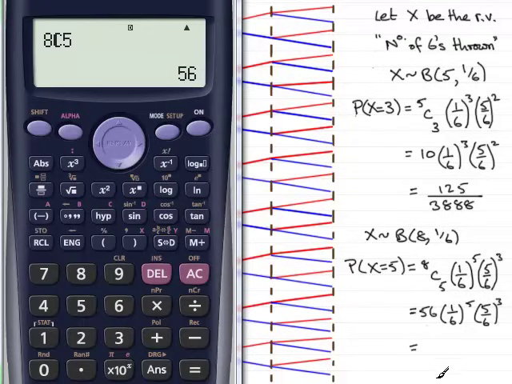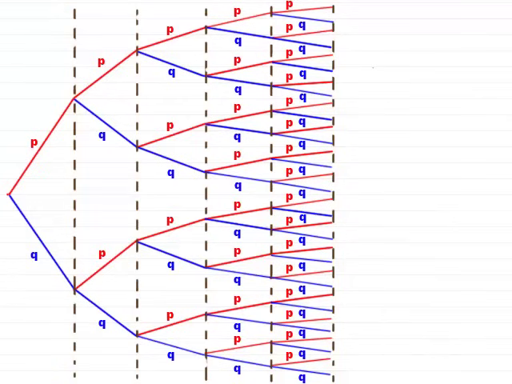So if we finish this calculation off, on your calculator you should find that you get 875 out of 209,952. Now in general, if we have a tree diagram where we have n trials and the probability of success is p and the probability of failure, which is 1 minus p, and I'm going to call it q, if we have a situation like this, then x, that's the number of successes, follows a binomial distribution with n trials and the probability of success is p.